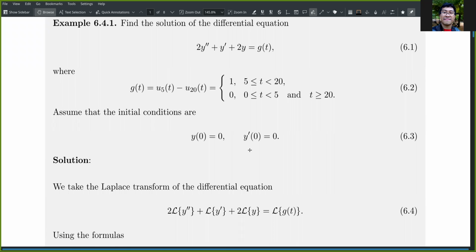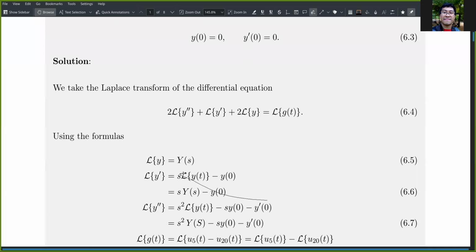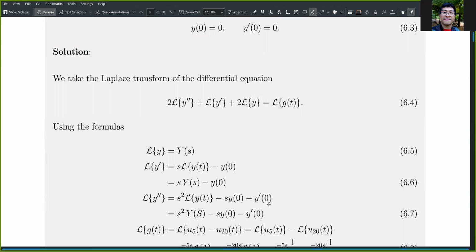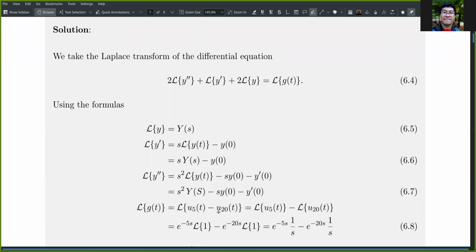Taking the Laplace transform of this equation, you get this, and we use these formulas. We set the Laplace transform of y as capital Y(s). Y prime is given by sY(s) - y(0). Y double prime is this, and for g, it is given by u_5 - u_20. The Laplace transform is linear, so we can distribute this L.